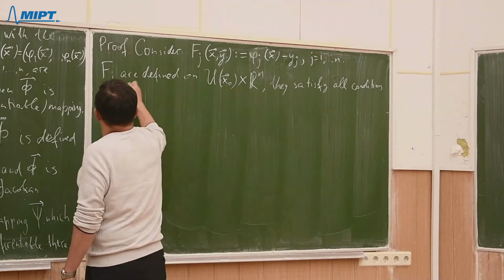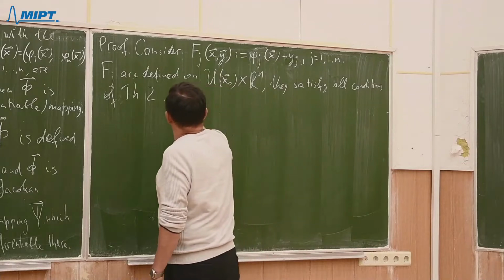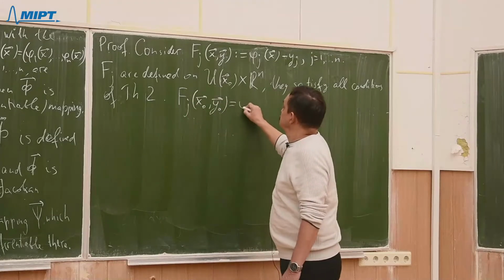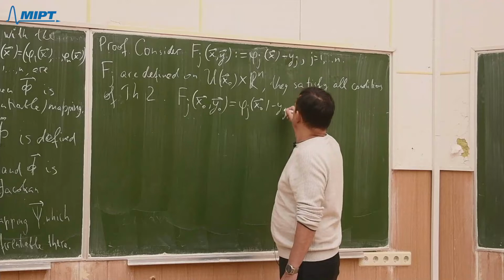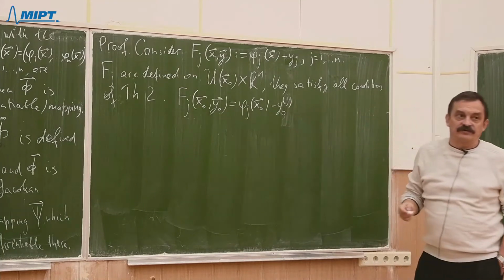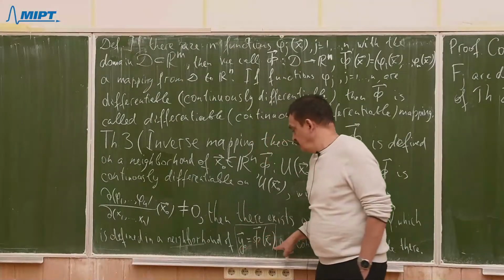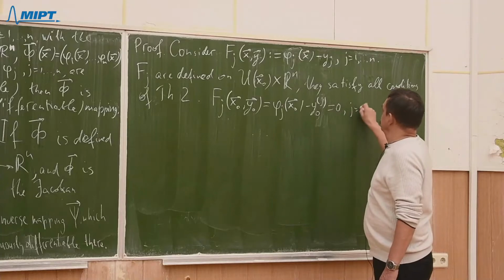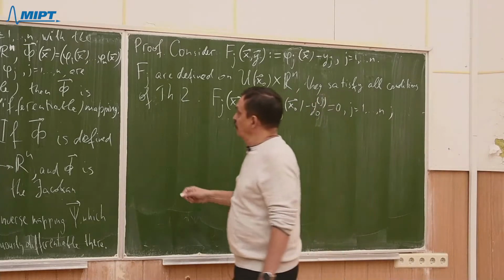of theorem 2. Why? Because, look, what we know, fj at x0, y0, what is it? These are phi j of x0 minus yj, the jth coordinate of the point y0, and look at the definition of y0. Y0 was the image of the point x0, so that is 0 by definition.